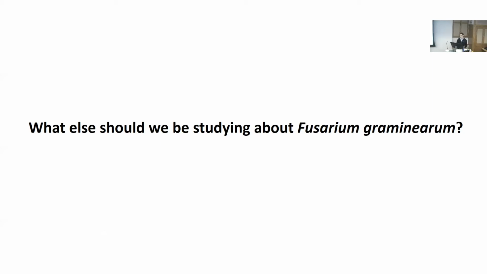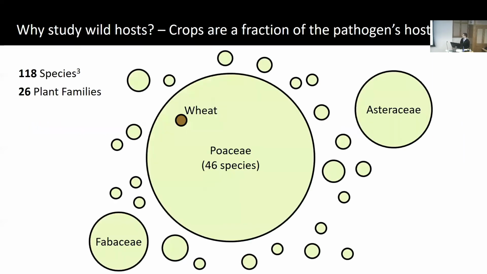And you can probably guess my answer based on the title of the presentation. It's wild hosts. Wild hosts are interesting for a number of reasons. First of all, most of what we know about Fusarium graminearum was discovered in an agricultural context, really focusing on wheat and corn. But Fusarium graminearum doesn't exist solely in cropping systems, and in fact, cultivated crops are only a fraction of the pathogen's host range.